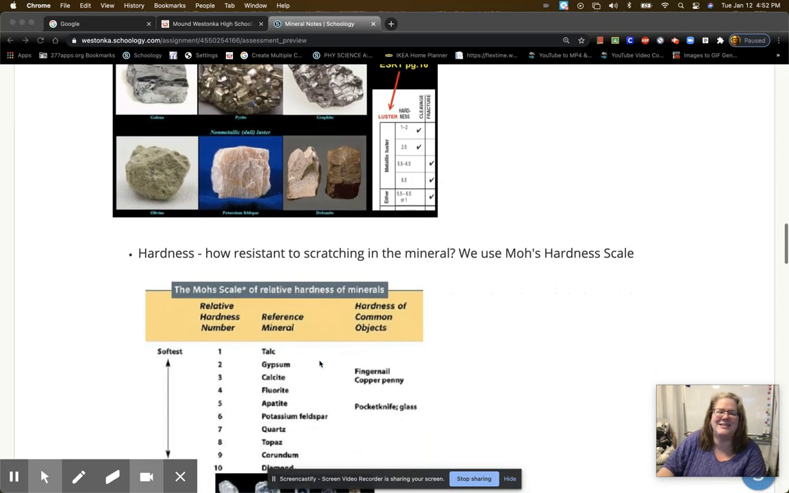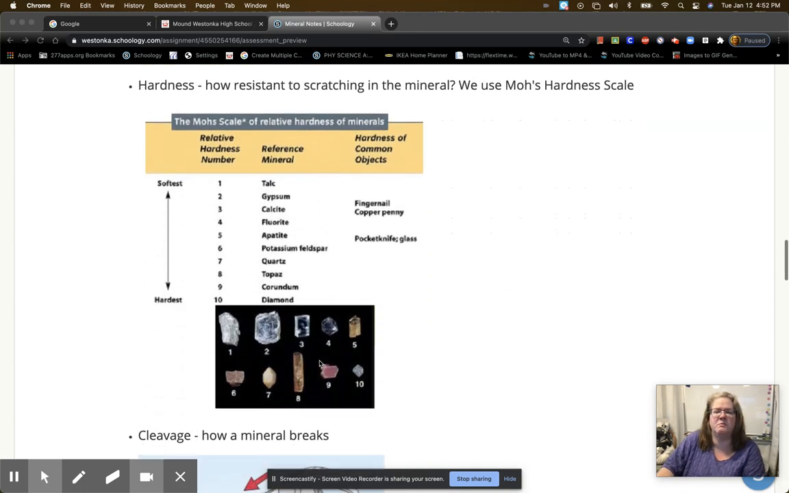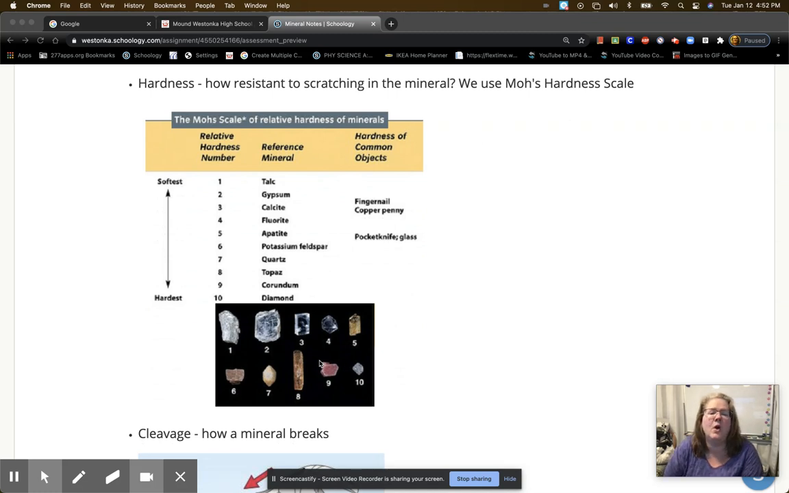Hardness is how resistant a mineral is to scratching, and we use something called the Mohs hardness scale to figure this out. Talc has a hardness of 1, gypsum has a hardness of 2, and your fingernail is about 2.5, so it's between gypsum and calcite. Your fingernail would be able to scratch gypsum, but calcite could scratch your fingernail. We don't really ever use our fingernails to figure this out because we don't want to scratch them up. A copper penny is about 3.